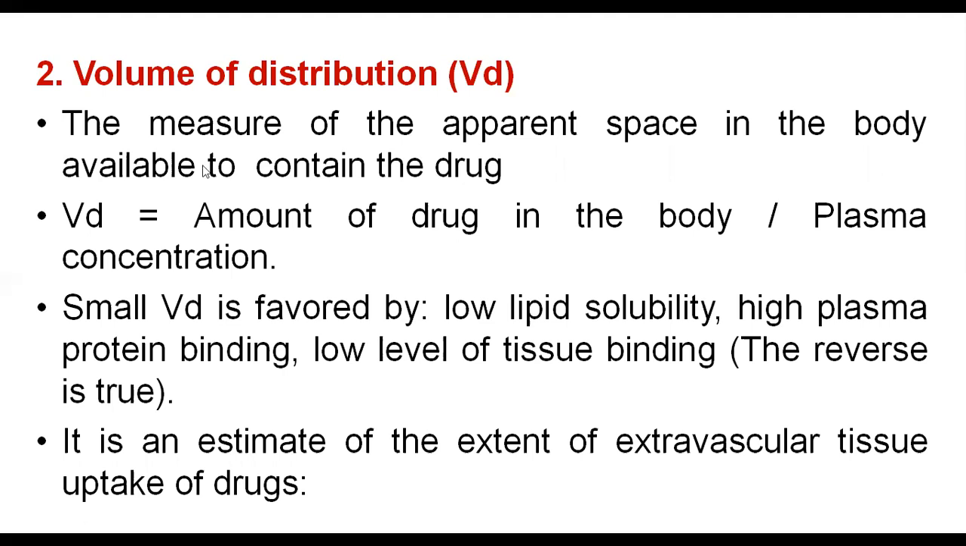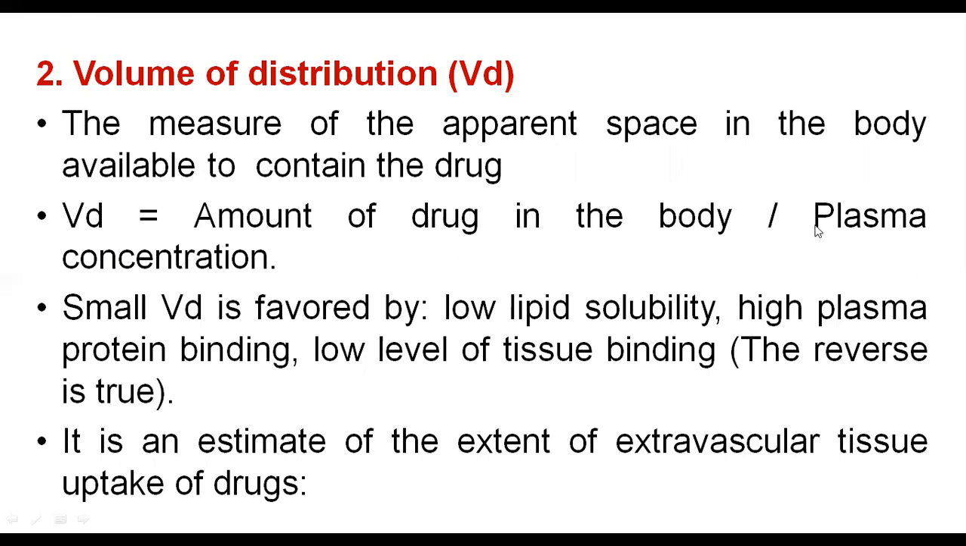So the other pharmacokinetic parameter that we'll look at is the volume of distribution. The volume of distribution is a measure of the apparent space in the body that is available to contain the drug. By formula, the volume of distribution is equal to the amount of the drug in the body over the plasma concentration. What does this mean? This means the total amount of the drug available in the body over the plasma concentration.